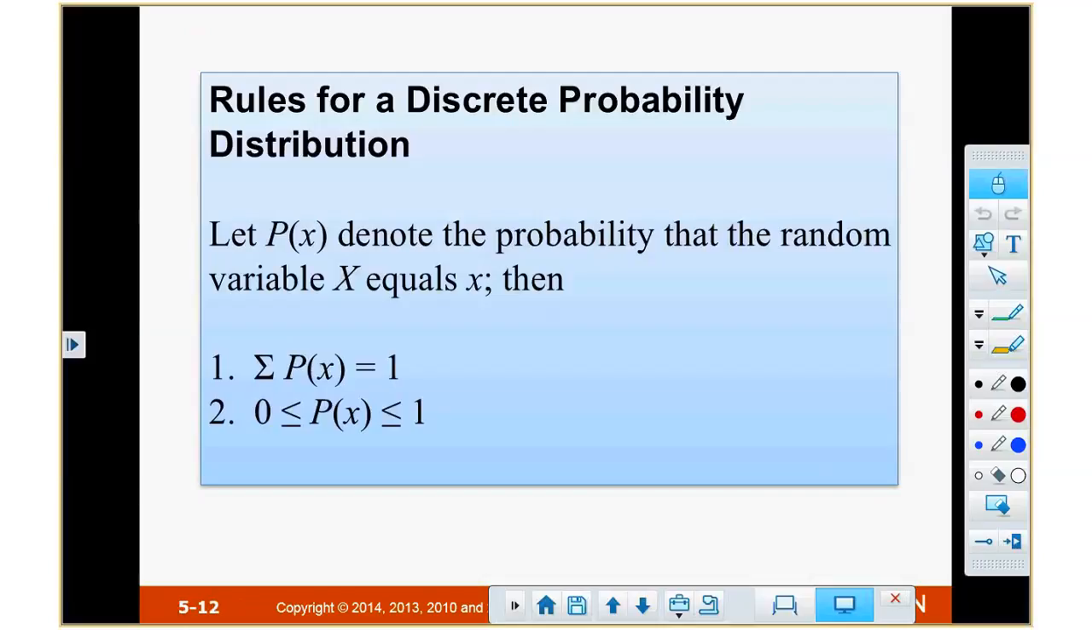There's the two tests. Write them down. You add up all the probabilities, they should equal 1. And each of the probabilities should be between 0 and 1. All the probabilities should add up to be 1, and every one of the probabilities should be between 0 and 1. So let's go back to the previous slide.